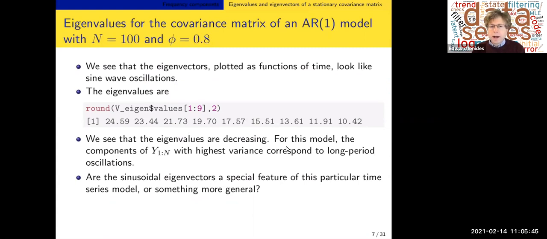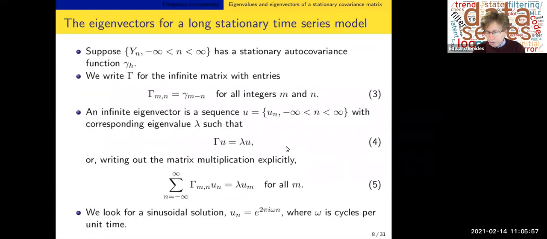Okay, so we can wonder whether these sinusoidal eigenvectors are a special feature of the AR1 model or something more general, and that's what we are going to take a look at. Let's just suppose that we have a long stationary time series model. Well, what do we know from stationarity? If Yn is stationary and has an autocovariance function gamma h, then we can write the covariance between time m and n just as depending on h, which is m minus n.